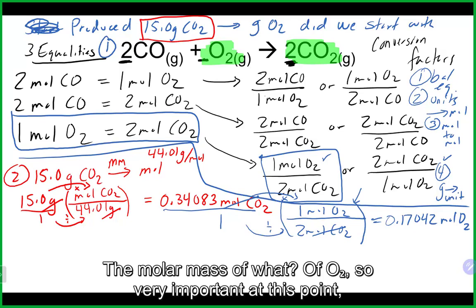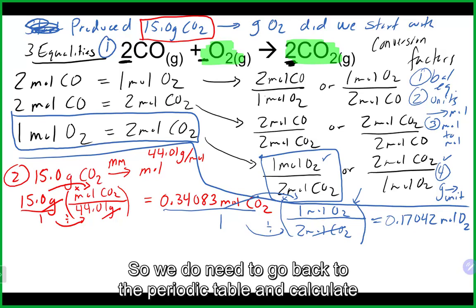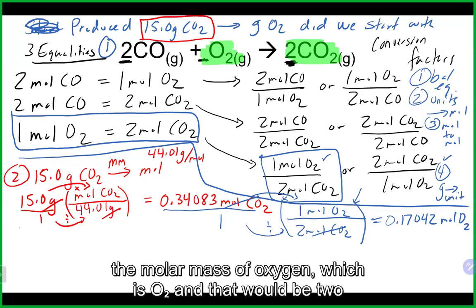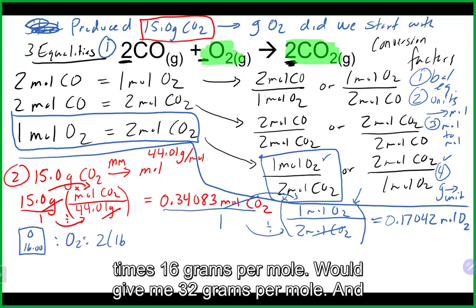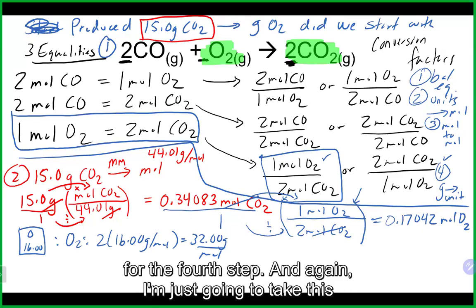The molar mass of what? Of O2. So very important at this point. We're no longer CO2ing, right? We got rid of it. We're at O2. So we do need to go back to the periodic table and calculate the molar mass of oxygen, which is O2. And that would be 2 times 16 grams per mole, which gives me 32 grams per mole. And that again is the conversion factor that we're going to use for the fourth step.